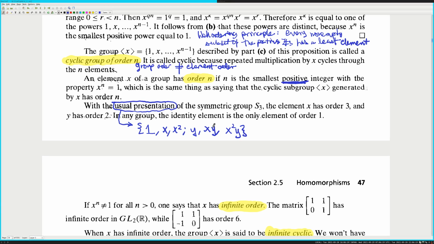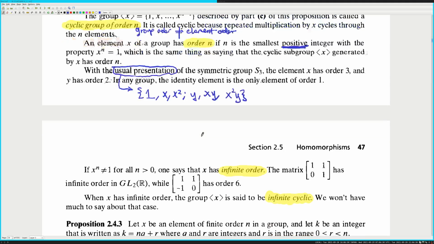Okay. In any group, the identity element is the only element of order 1. This is interesting. Right, because this is me saying that if x to the 1 is equal to 1, then obviously x is equal to 1. This is equivalent to x is equal to 1.